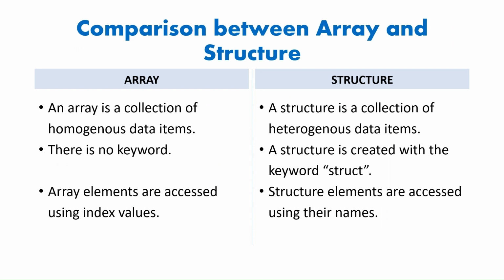So here we have a small comparison between an array and a structure. An array is a collection of homogeneous or same type of data items. On the other hand, a structure is a collection of heterogeneous or different type of data items. In case of an array, we don't have to use any keyword, but in case of a structure, we must use the keyword struct in order to create a structure. And the third difference is that in case of arrays, elements are accessed using index values or positions. On the other hand, structure elements are accessed using their names.